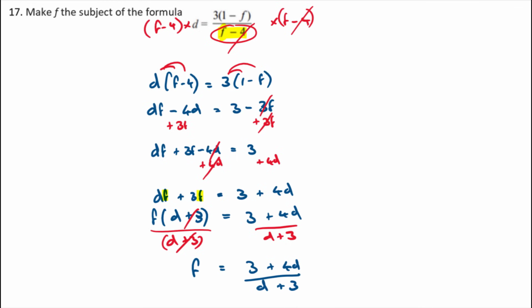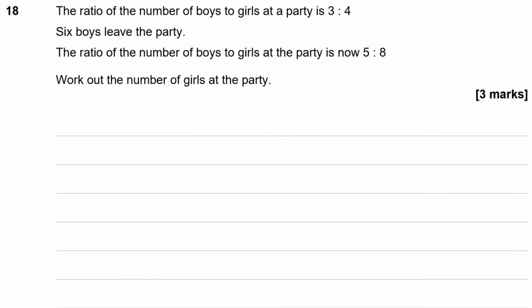So the trick of these ones, when you've got F appearing in two different places, you want to try and collect them all on one side and either collect like terms or factorize out the F out of the various terms if you've got other things multiplied by it. Okay, job done.